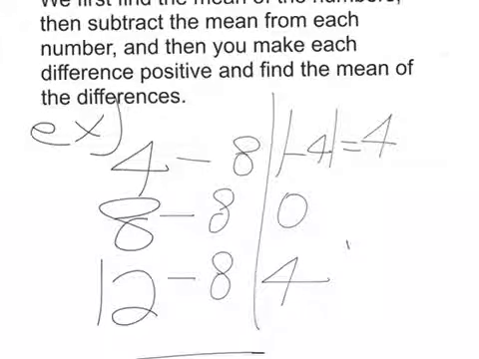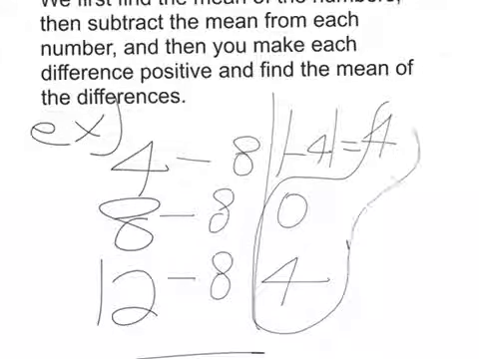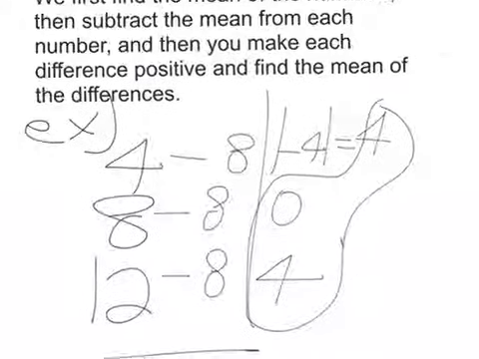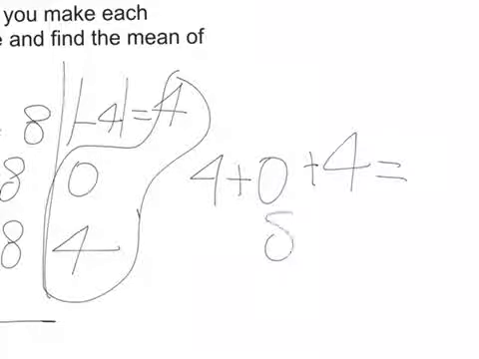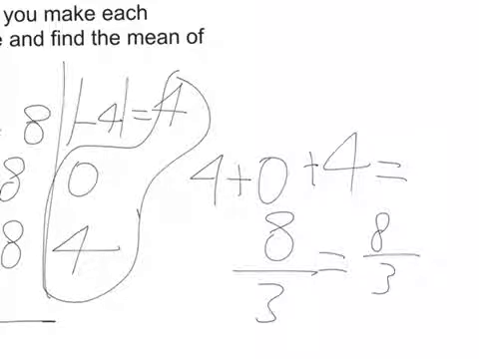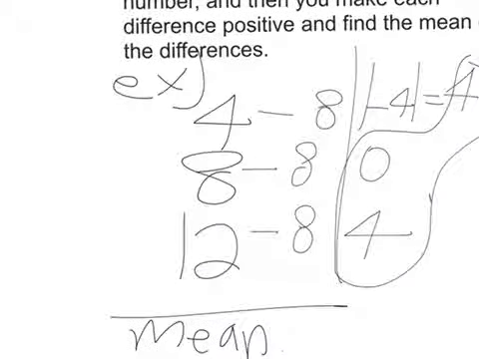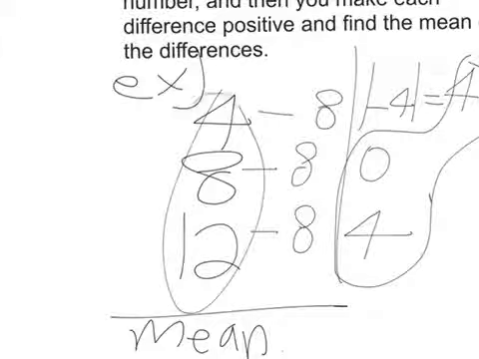Then we're supposed to find the mean of the differences. These are all of the differences: 4, 0, and 4. We're supposed to find the mean of the numbers. 4 plus 0 plus 4 will give you 8, and then 8 divided by 3 will give you 8/3. You can't really simplify that. So this will be the mean absolute deviation of this data set of 4, 8, and 12.